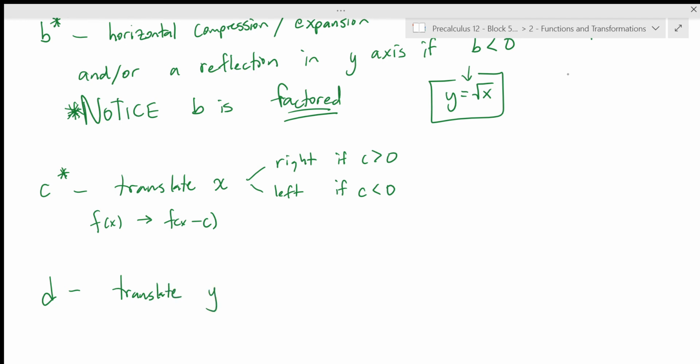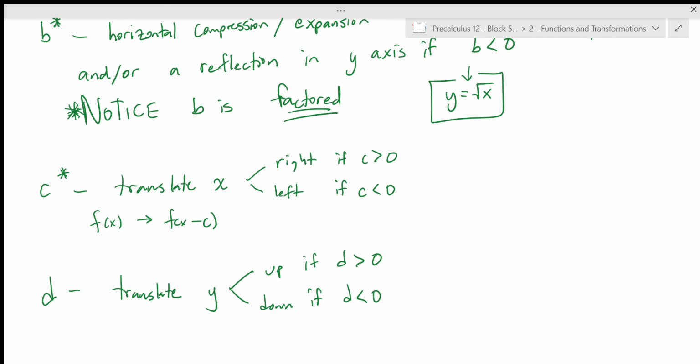Okay, so now we are going to our last one, which is translate y. Okay, and that is the number that we're adding or subtracting on the end, and this one works just how you think it would. So you have up if the number you're adding on the end is positive, and down if the number you're adding on the end is negative.